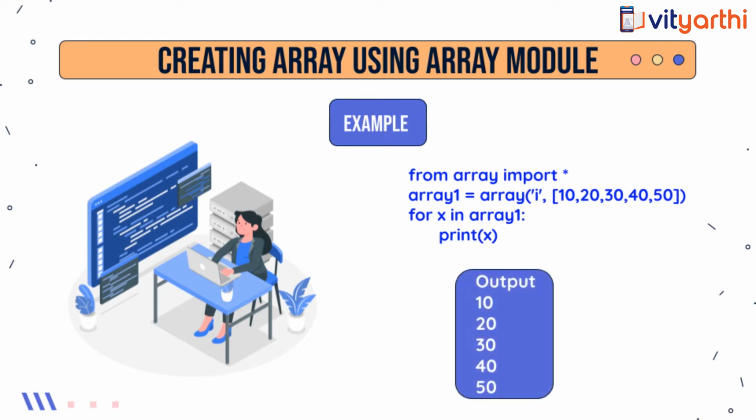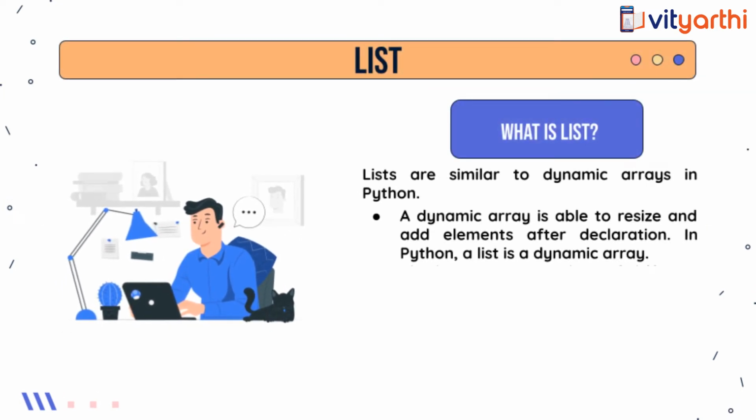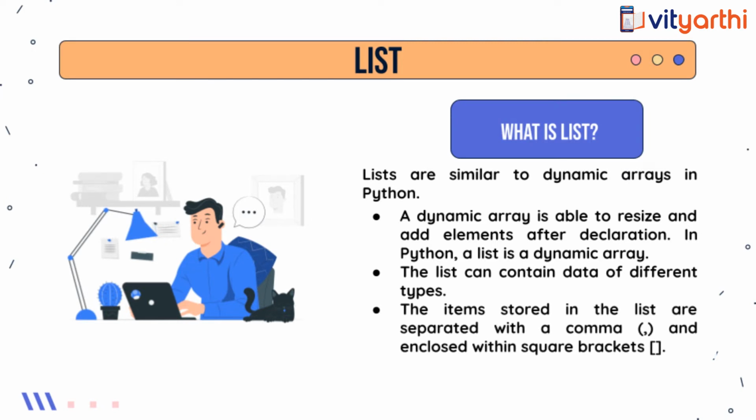Let's take a look at a useful built-in data structure called a list. Lists are similar to dynamic arrays in Python. A dynamic array is able to resize and add elements after declaration. In Python, a list is a dynamic array. The list can contain data of different types. The items stored in the list are separated with a comma and enclosed within square brackets.